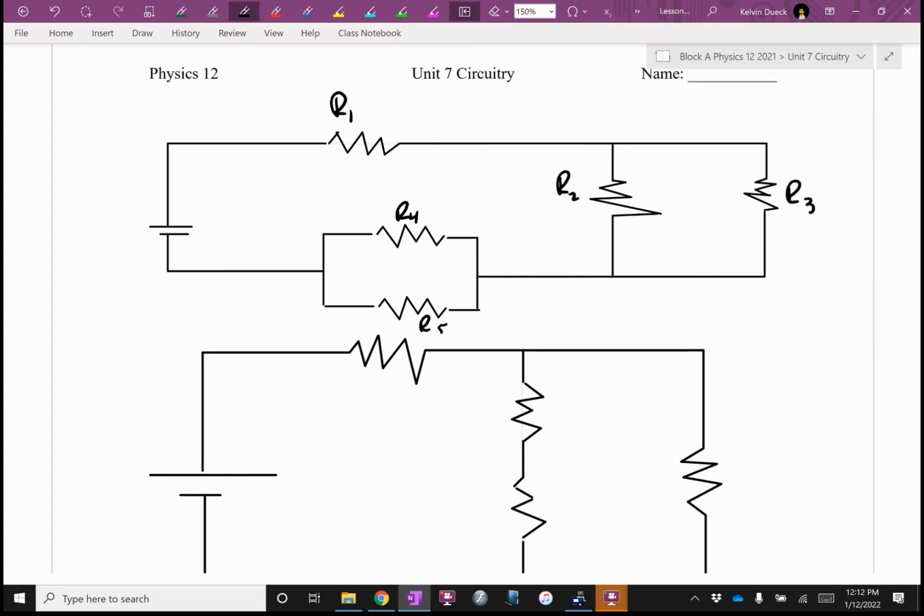Also, R4 and R5 are parallel, so I could combine these as one. I could combine these into one. I could combine these into one. I could combine these into one. And then I would add 1, 2, 3, and I would find our total.